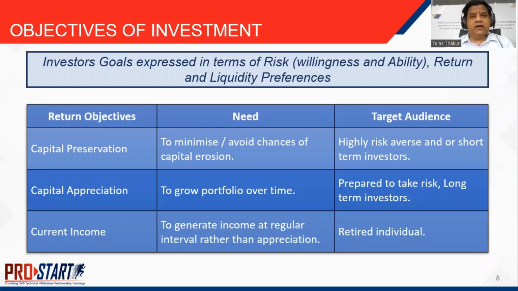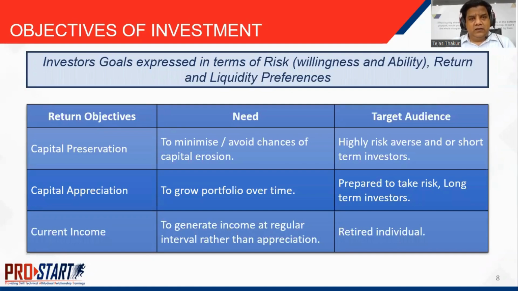The third category is current income. Let's say there is a retired person. What is his objective out of investment? His objective is that income is generated through this investment on a regular basis. He is not concerned with capital appreciation. He wants monthly income to take care of expenses. So typically, a target audience could be retired individuals. Another category could be somebody who's working or has a business and wants to branch out into something different.